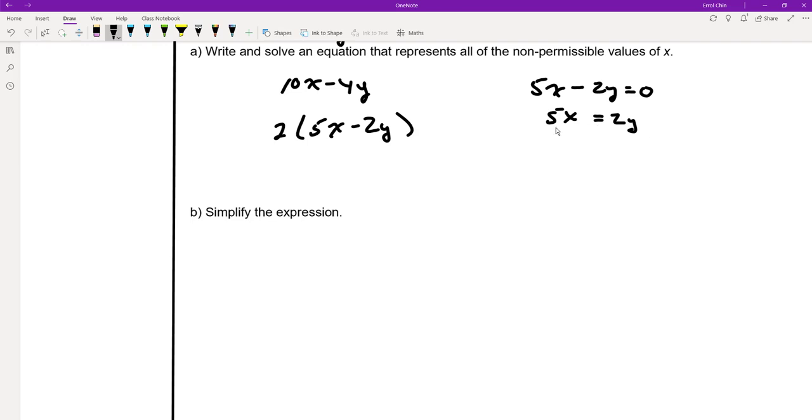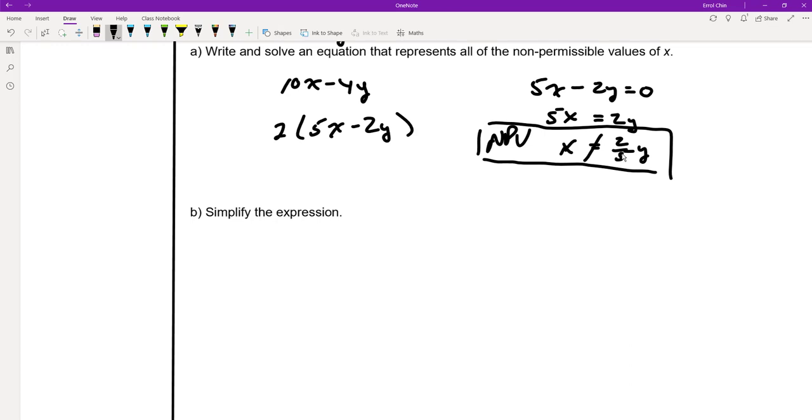And I'm going to divide both sides by 5. And that leaves me with x is not allowed to equal 2 over 5y. And this is totally acceptable. So now you can have infinite number of answers, but x is somehow related to y. Okay? So the non-permissible value is x can't be some proportion of y.